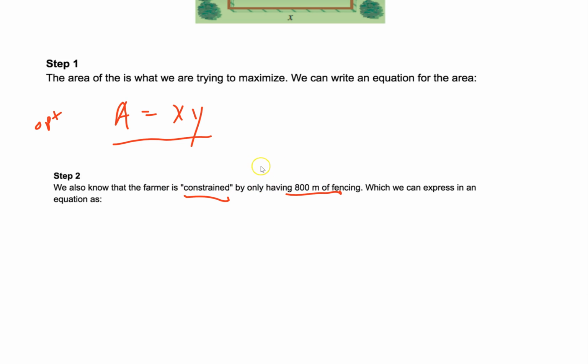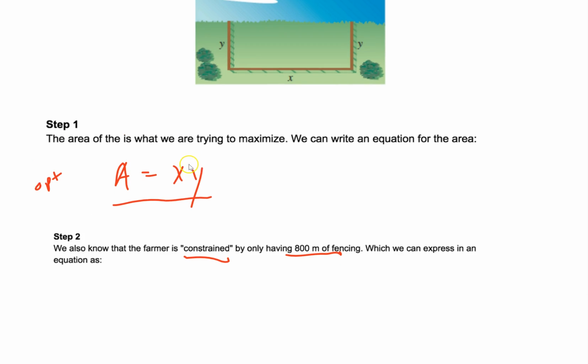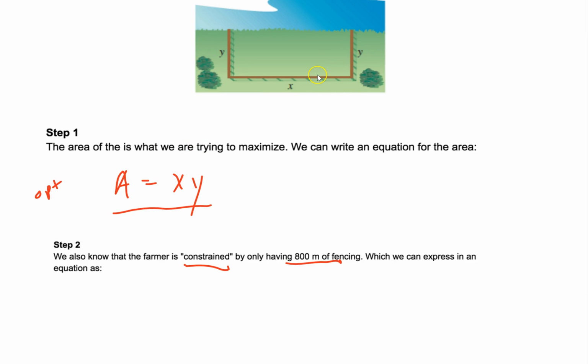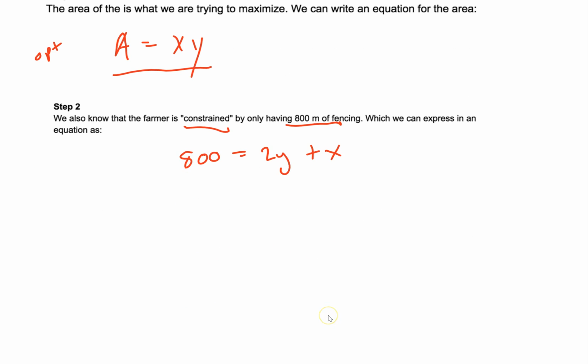So think about how you do fencing. It's perimeter. So the perimeter here would be y plus x plus y, also known as 2y plus x. Right, so this is my constraint.